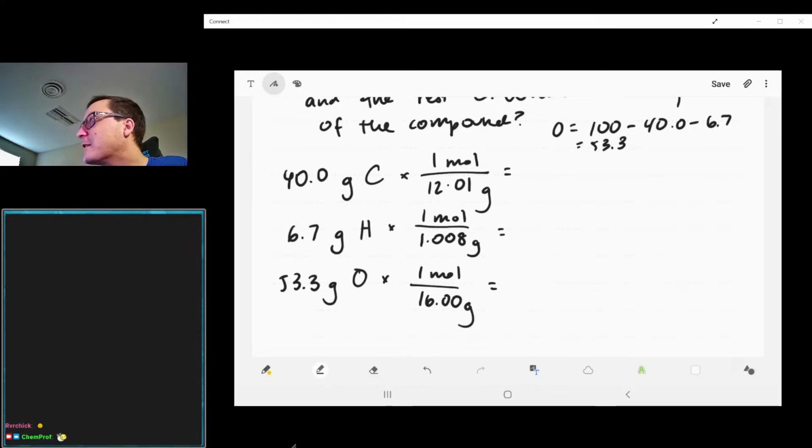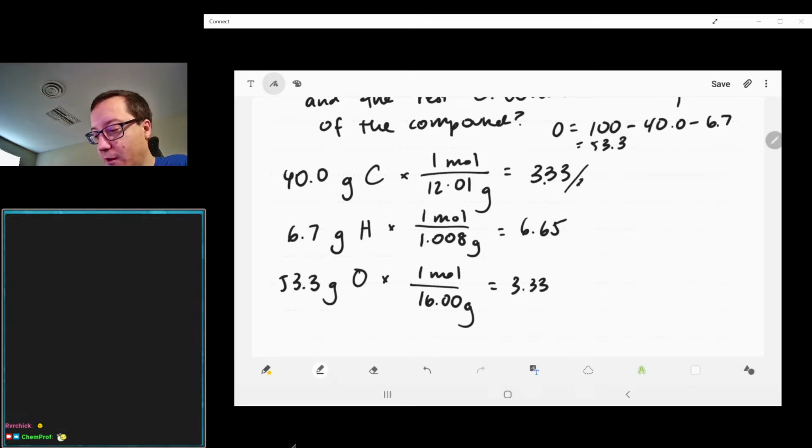Okay, let's do the math here. 40 divided by 12.01. I think we did a similar thing yesterday. 3.33. 6.7 is the next one. 6.7 divided by 1.008. Again, I do suggest doing these with your calculator. And then the oxygen, 53.3 divided by 16, gives us 3.33 again.